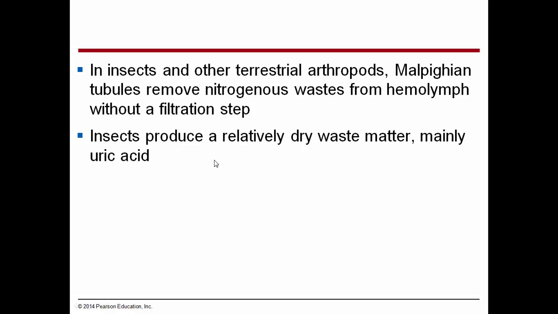In insects and other terrestrial arthropods, Malpighian tubules remove nitrogenous waste from the hemolymph without a filtration step. Insects produce a relatively dry waste matter called uric acid. If you go under a tree that has a lot of caterpillars in it, you'll notice little brown dots called frass, which is the waste. It's mainly the uric acid, dry waste material of the caterpillars.